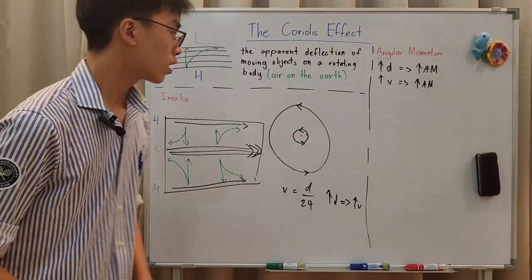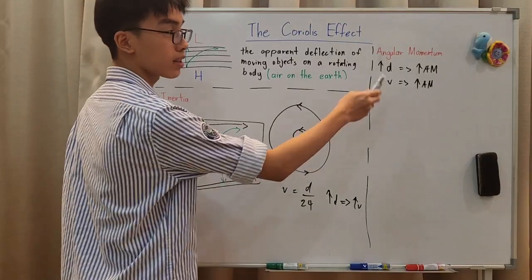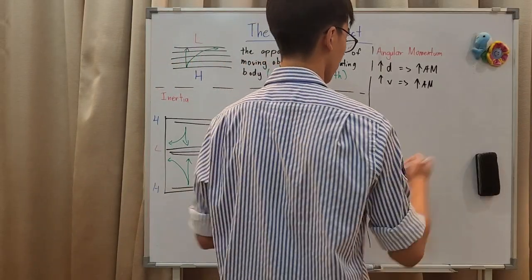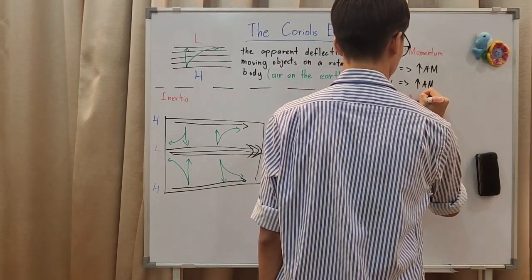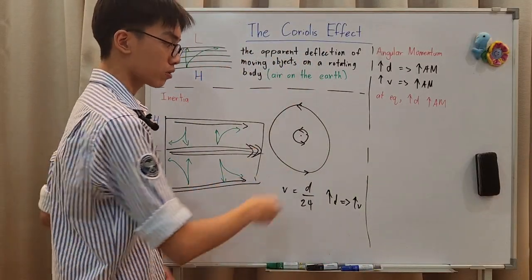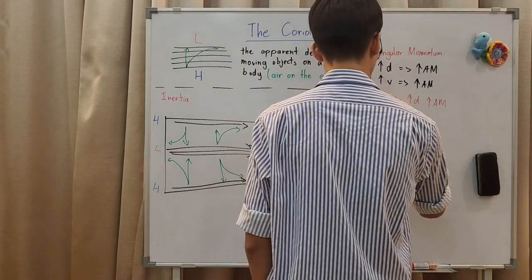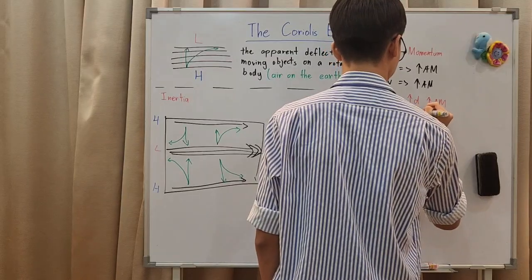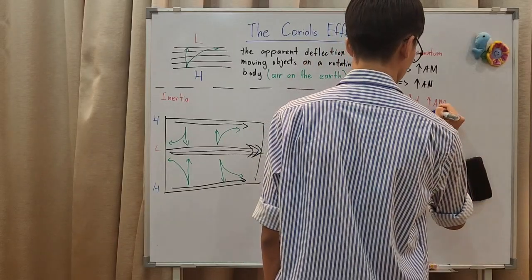Now you can quickly see that around the equator, it's very far from the axis, and therefore it's going to have a high angular momentum. So let's write that down. At equator, high angular momentum. And when you're closer to the poles, your distance decreases, therefore you have a lower angular momentum. Lower distance, and then lower angular momentum.